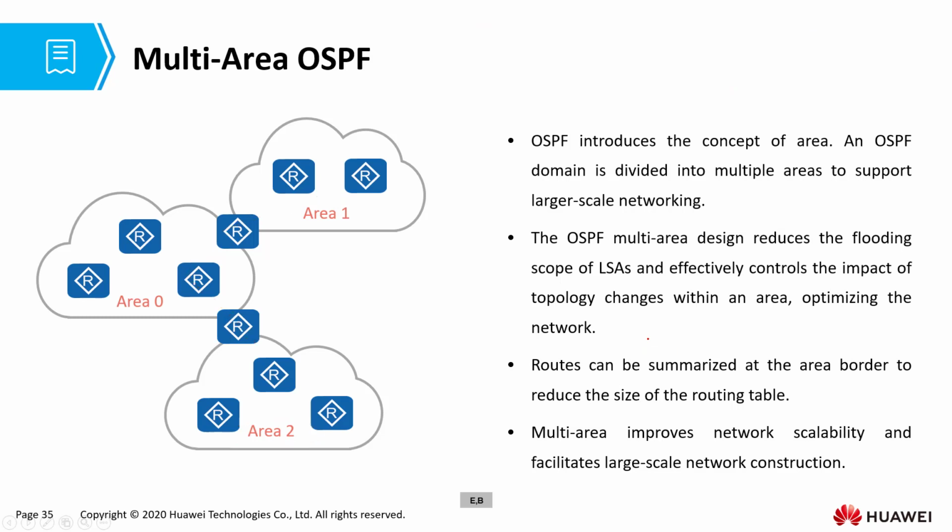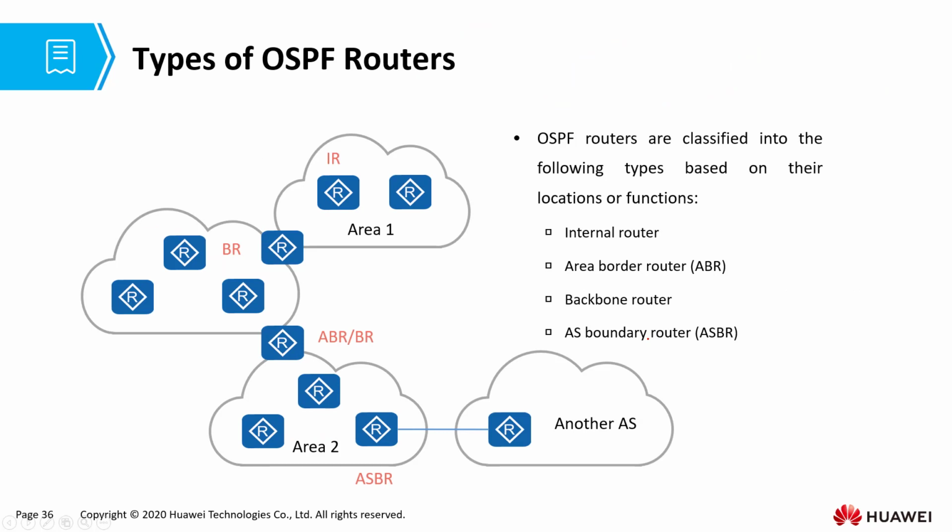Now that we see the concept of areas, there is another way we can categorize OSPF routers based on where they are deployed in the multiple area design. The routers are thus classified into 4 different types based on their locations. First is the internal router. The internal router is one that has all interfaces belonging to the same OSPF area. This is an internal router. This is an internal router. Internal router, internal router, internal router. All its interfaces are inside the same area.